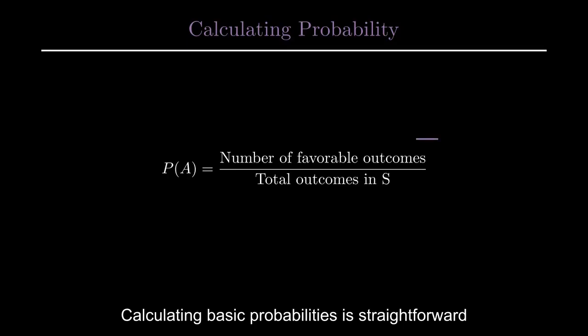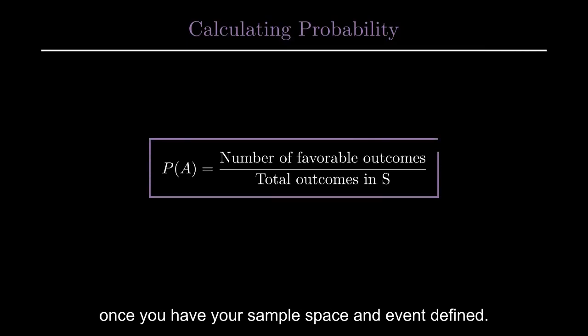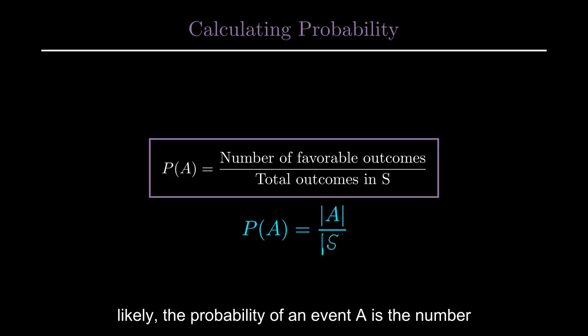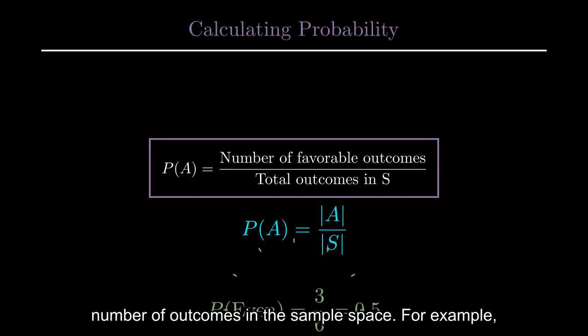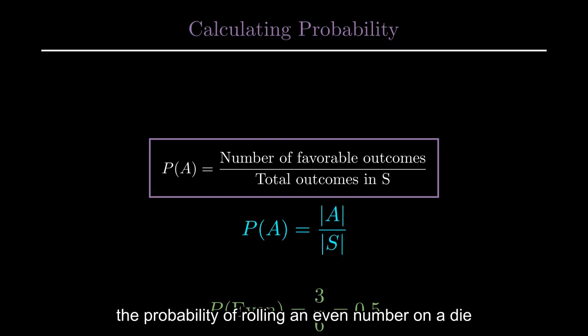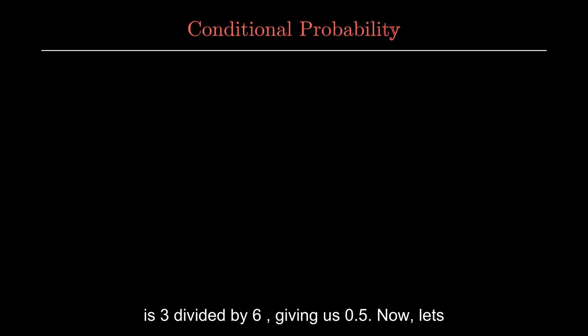Calculating basic probabilities is straightforward once you have your sample space and event defined. If all outcomes in the sample space are equally likely, the probability of an event A is the number of outcomes favorable to A divided by the total number of outcomes in the sample space. For example, the probability of rolling an even number on a die is 3 divided by 6, giving us 0.5.